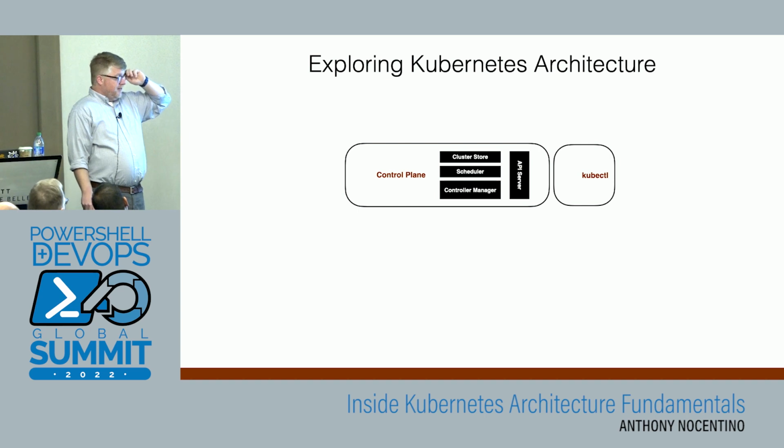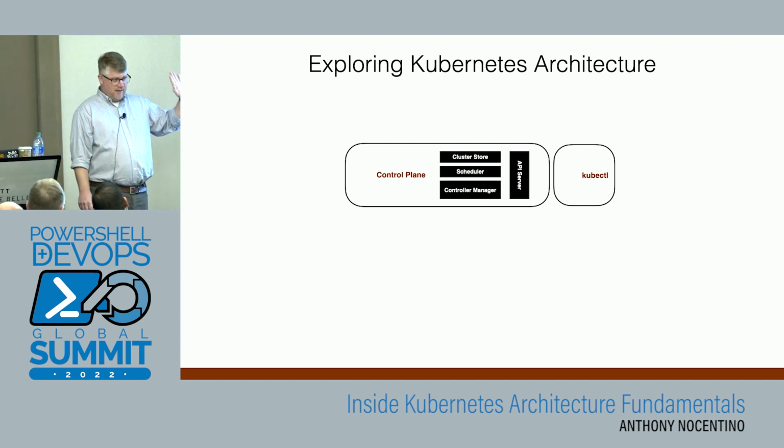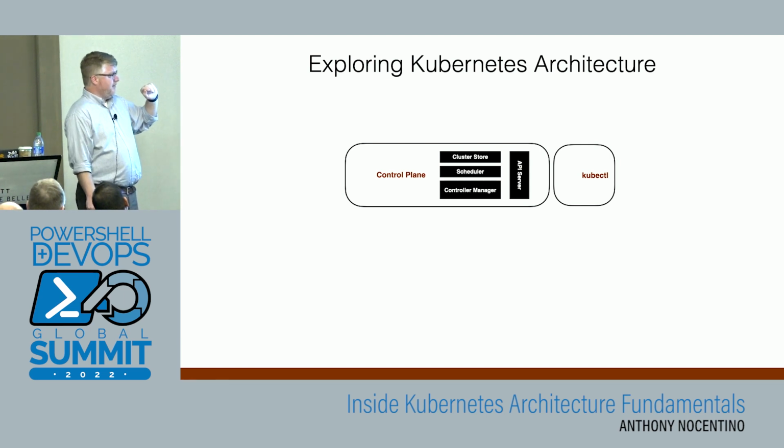The cluster data store is a persistent data store. It's a key value data store that holds the state of the cluster over time, right? And so if I put a workload in there, the API server just serializes that object and stores it in that key value store for the persistent representation of the state of the cluster.